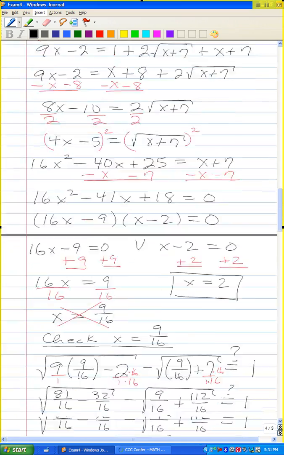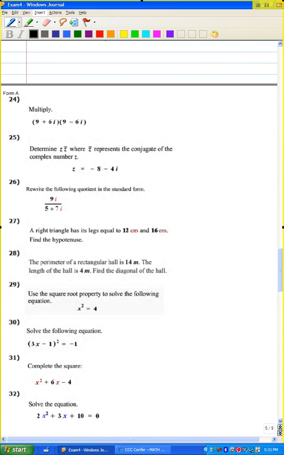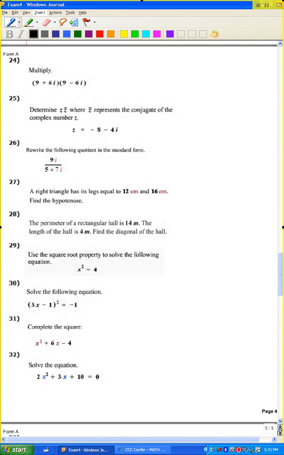Let me do problem 24. Multiply. Well, this is a special product formula, the product of the sum and difference of two terms. And so 9 times 9, 81. 6I times negative 6I, negative 36I squared. But I squared is negative 1.